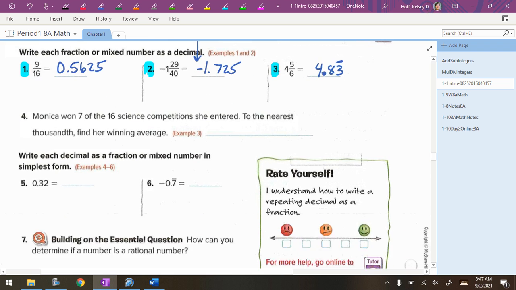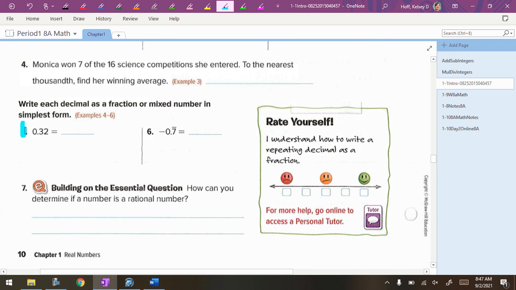Flip to page 10 and do 5 and 6 as practice on your own. Pay attention. Rules are different for terminating versus repeating. Remember, rules are different for terminating versus repeating.